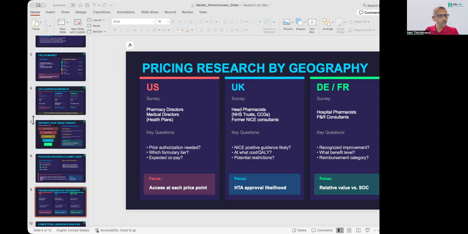In Germany and France, you would speak with hospital pharmacists and consultants who have been involved in pricing and reimbursement decisions. The focus will be, will the medicine be recognized as an improvement over current treatments? What level of improvement do they think the new product is bringing? And based on that, what reimbursement category and negotiated price is realistic for that product?